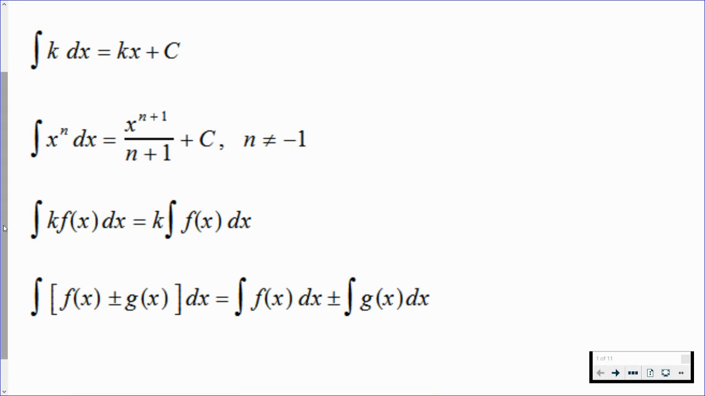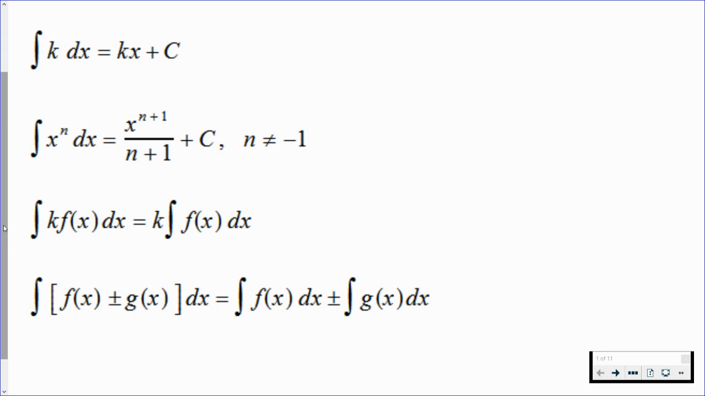Our general power rule is that the integral of x to the nth power dx is x to the n plus 1 power divided by n plus 1. And then we have to put a plus c again at the end of our integral, because there could have been a constant. The last two listed here are just some basic properties.